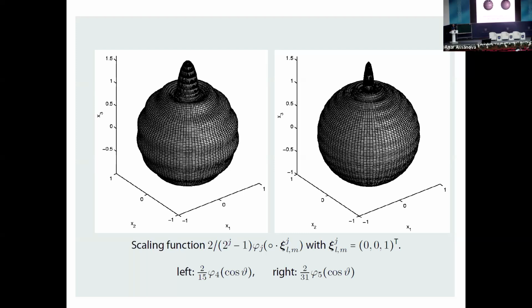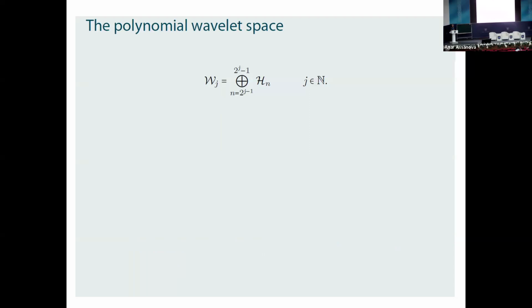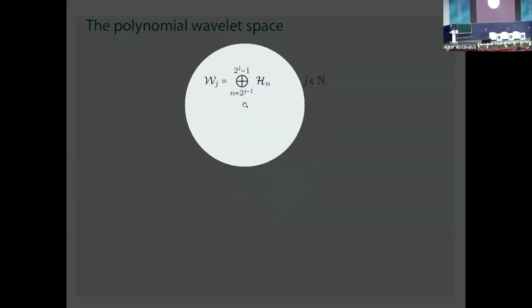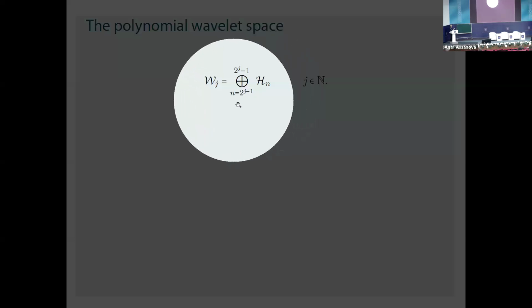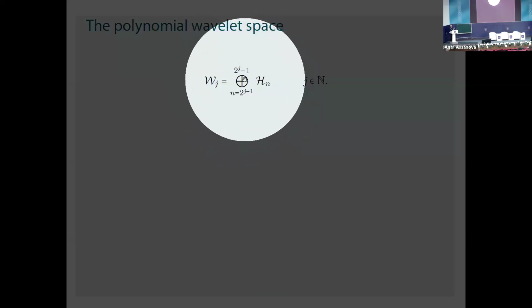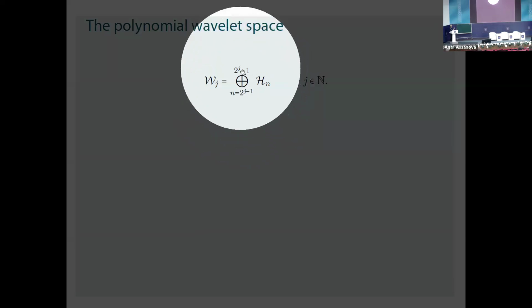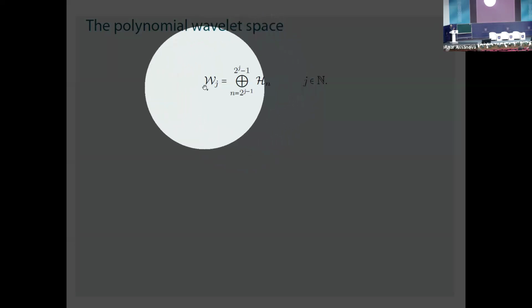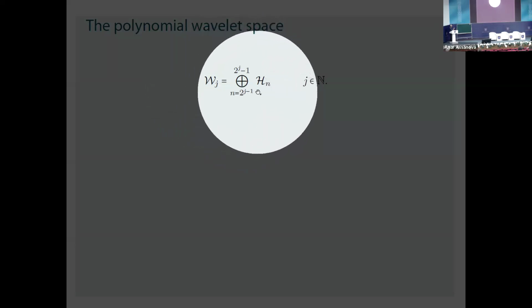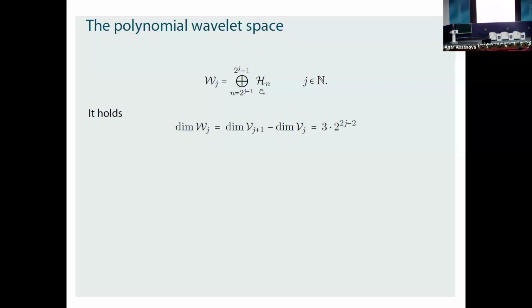Clearly, you lose frequency localization. If you include space localization, you lose frequency localization. Okay, then we clearly want to have some wavelet space. And as wavelet space, we take here all harmonic spaces Hn from 2 to the j minus 1 to 2 to the j minus 1. That means clearly a large space, more or less 2 to the j different harmonic spaces. And you can compute the dimension here. It's somehow 4 to the j, 3 times of it is the dimension of this wavelet space.